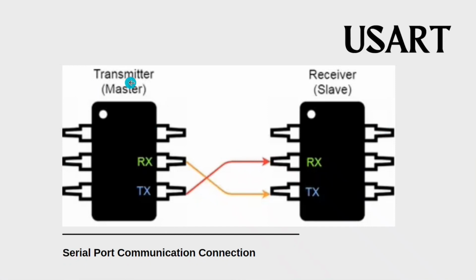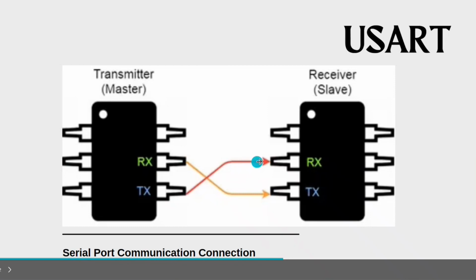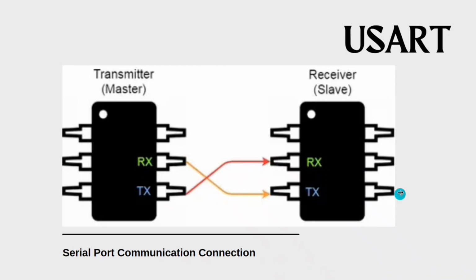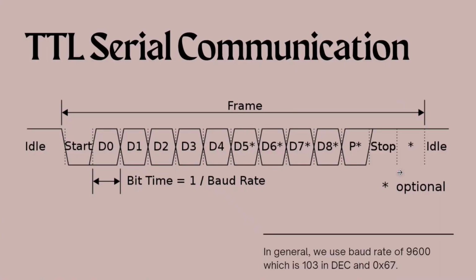So as we can see, each device has 2 pins, a receiver and a transmitter. The receiver here will connect to the transmitter of the other device, and the transmitter here will connect to the receiver of the other device. And here is how they communicate with each other. This is TTL serial communication, and this is how they send the word from one device to another.